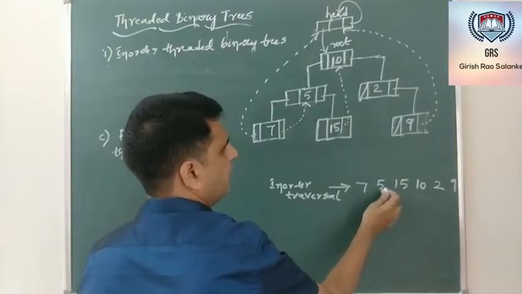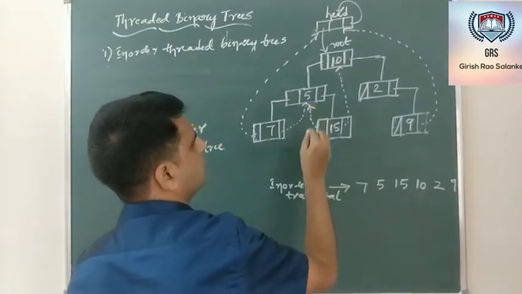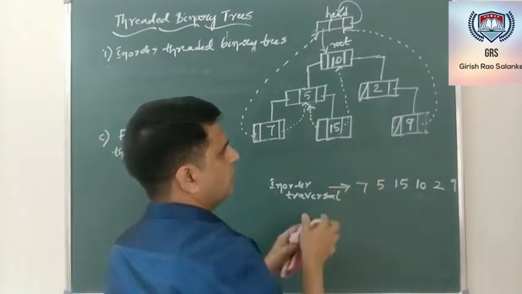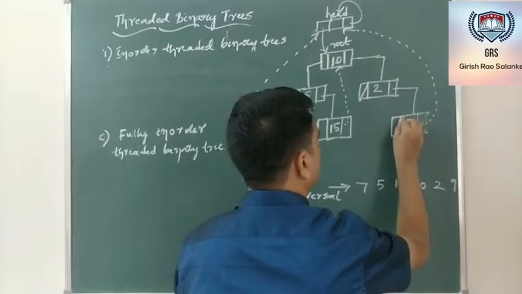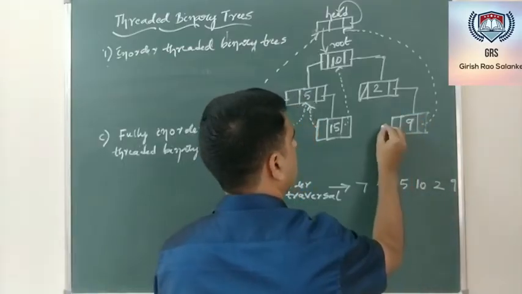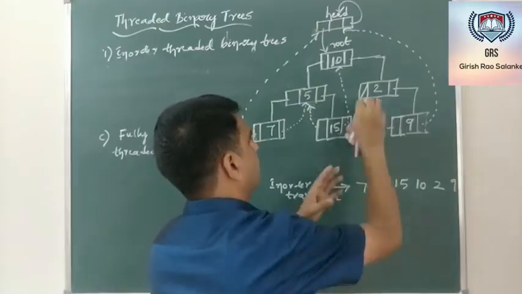Node 15's left predecessor is 5, so this should hold the address of node 5. Now the predecessor of 9 is 2. Similarly, the predecessor of 2 is 10.